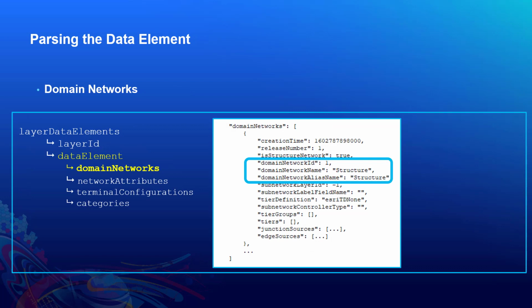When we think about the structure of a utility network, we immediately think about domain networks. They are very important because they tell you what the different domains are that are contained within that utility network. On top of name and ID, you will find information about whether this domain is a structure network, and also, most importantly, the tier definition and all the junction and edge sources that are defined within that domain.